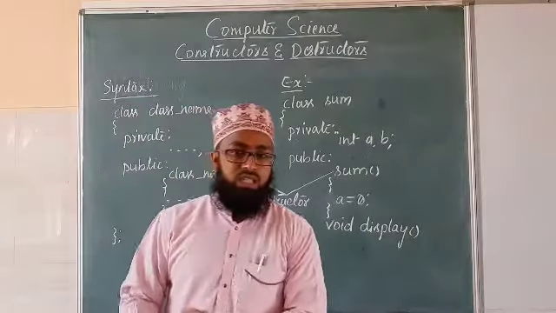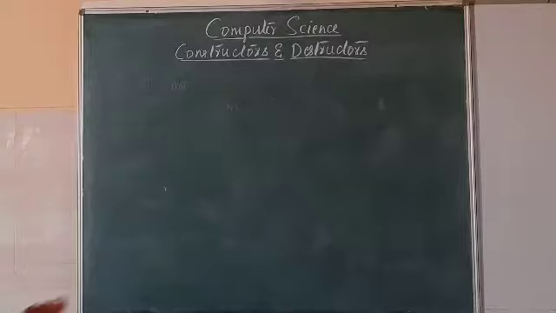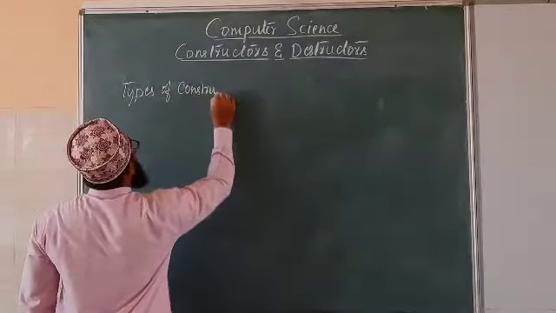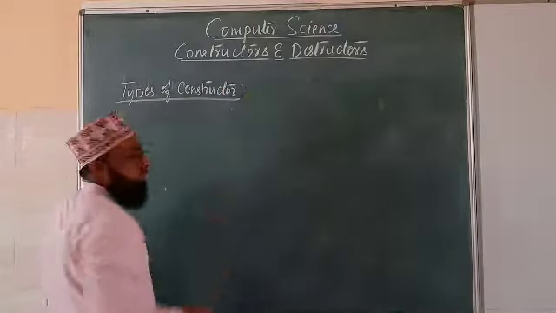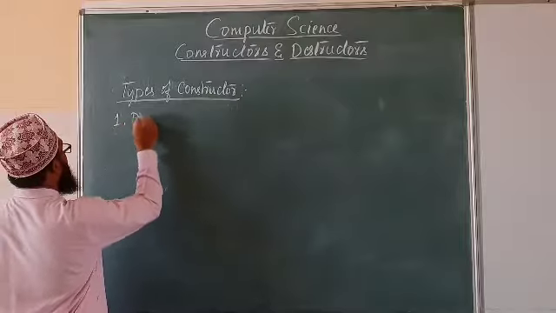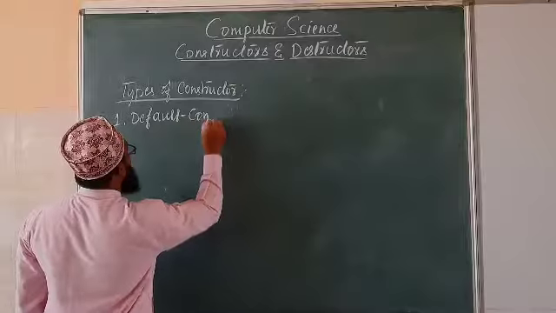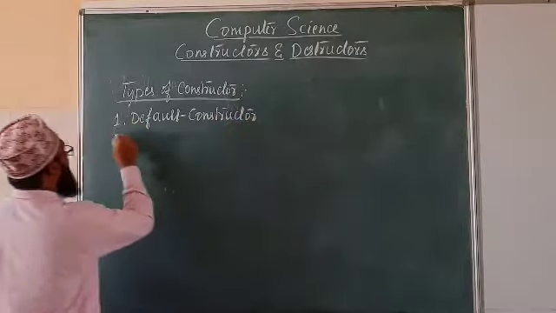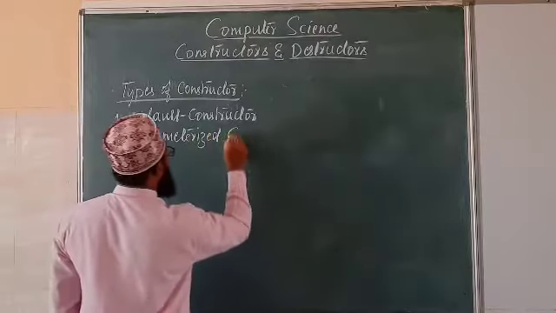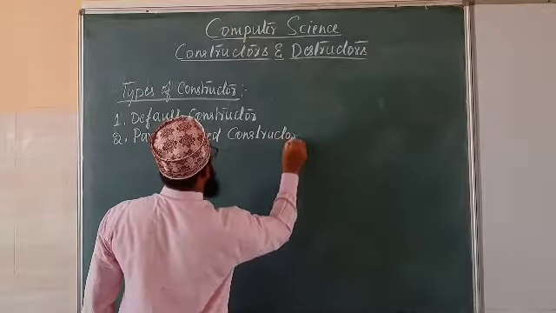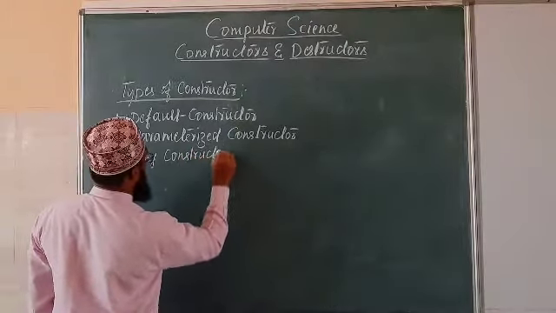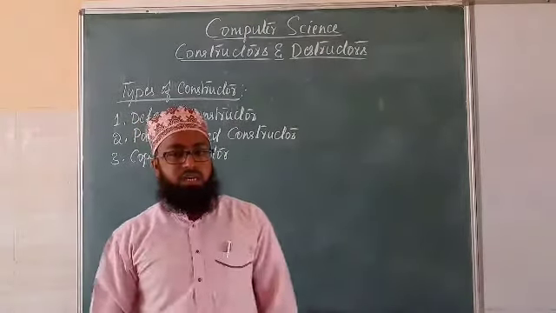Now we are going to discuss the types of constructors. Here three types of constructors are there. The first one is the default constructor. The next one is the parameterized constructor. And the last one is the copy constructor. Default constructor, parameterized constructor, and copy constructor.